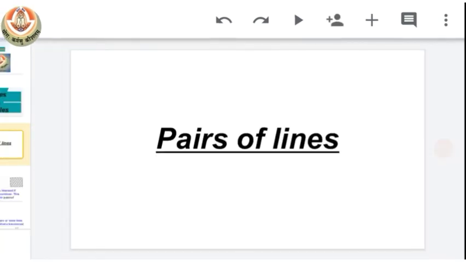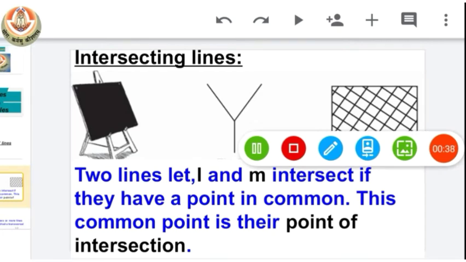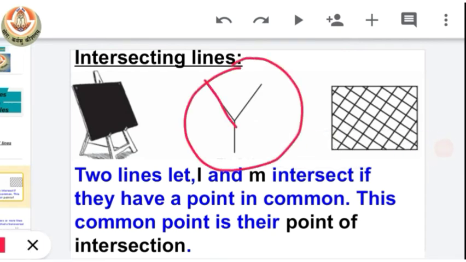Various pairs of lines. The first pair of lines is intersecting lines. Now, what is an intersecting line? Two lines, let's take L and M, intersect if they have a point in common. You can see in this figure that this line and this line have this point in common. When we extend this line, it will go that way and this will go that way. So these are the intersecting lines.